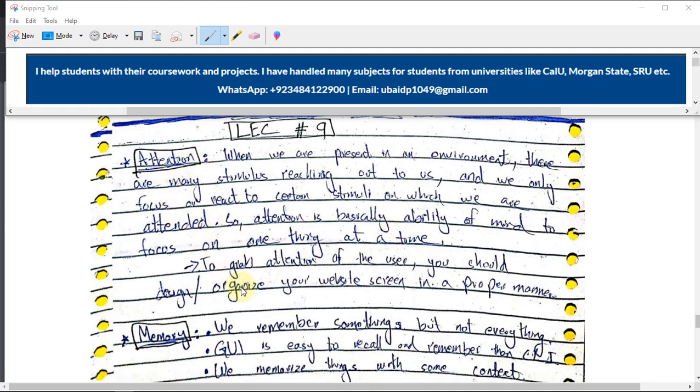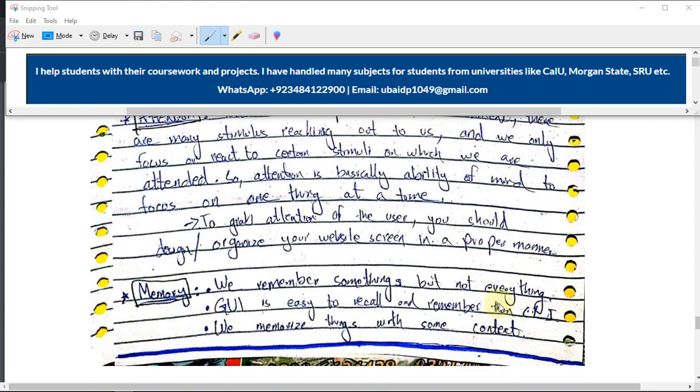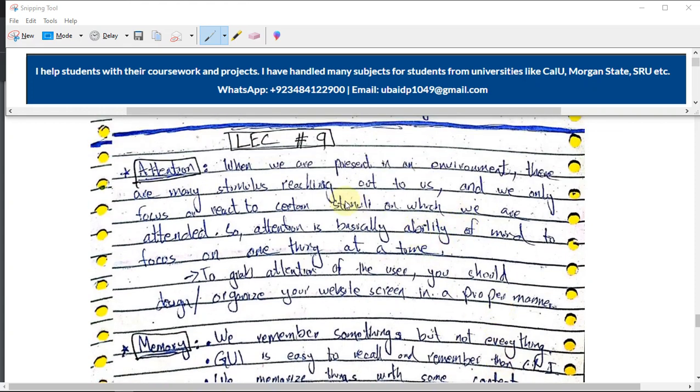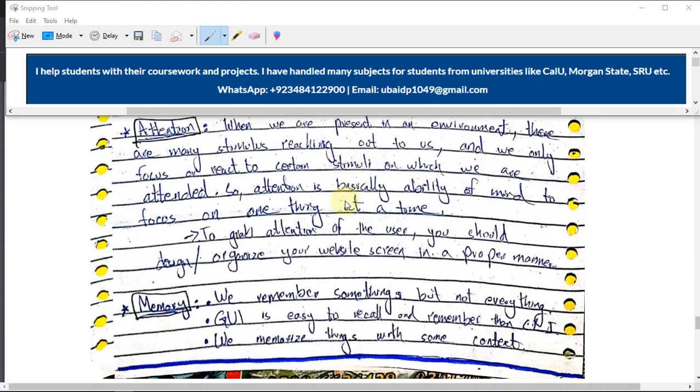And why are we talking about attention in HCI? Because we want to grab the attention of our user. When we are developing software, the goal is to engage the user, and to grab his or her attention. So you should design and organize your website screen in a proper manner. This will help you to grab the attention of the user, right? And there are certain parameters which you can follow to grab the attention. We will talk about that later, right?